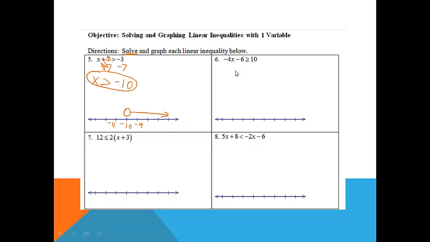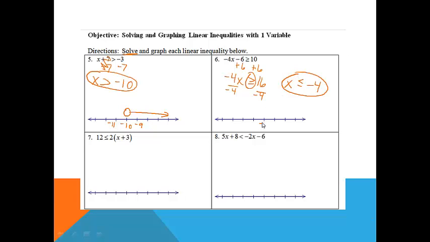All right, number 6, negative 4x minus 6 is greater than or equal to 10. The first thing that I'd like to do is add 6 to both sides. So I'll get negative 4x is greater than or equal to 16. And then from here, we're going to divide both sides by negative 4. So I'm going to get x. 16 divided by negative 4 is negative 4, and since I divided by a negative, I have to change the way that my inequality is going, so that greater than or equal to becomes less than or equal to. So that's my solving answer.